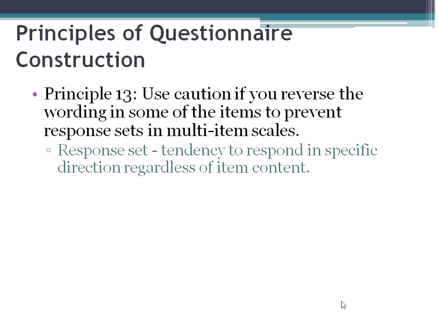Your book says use caution when you reverse word items, to prevent response set in multi-item scales. A response set is when participants ignore the question really, and they just mark sevens. So for example, I have some questions that I do research with looking at explicit prejudice. And explicit prejudice is like outright, blatant, old-fashioned prejudice. And so the first question might be, how much do you agree with the following statement? I don't like black people very much.